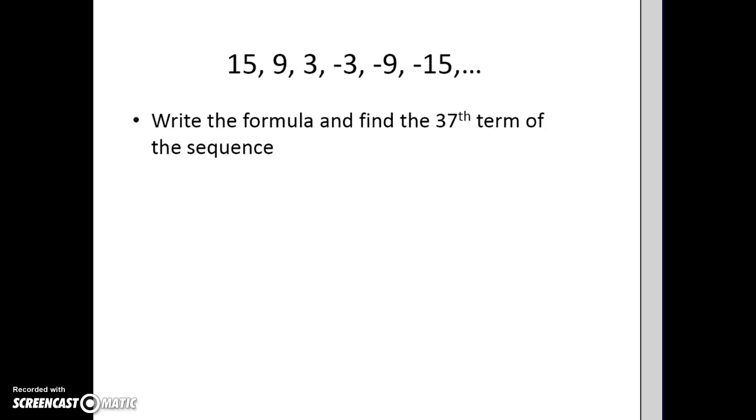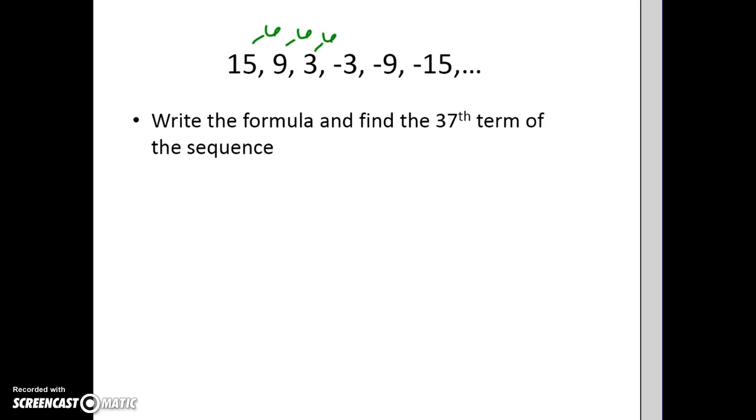Let's look at our next pattern. Again, we always have to check to make sure it is an addition or subtraction pattern in order for it to be an arithmetic sequence. So we have 15 to 9, 9 to 3. Well, I know my numbers are getting smaller. So 15 minus 6 is 9. 9 minus 6 is 3. 3 minus 6 is negative 3.